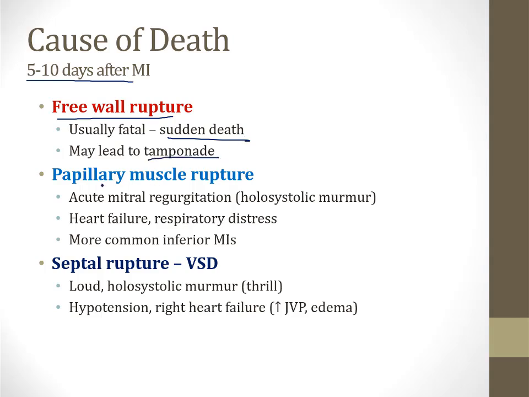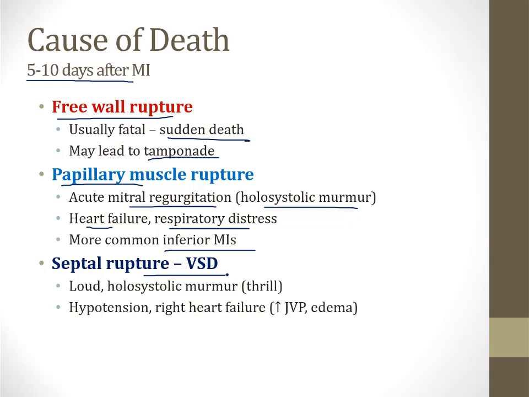Second mechanical complication is rupture of a papillary muscle. This will lead to acute mitral regurgitation, which if you've watched the video on murmurs, you should know causes a holosystolic murmur. Patients who have acute mitral regurgitation can develop heart failure and respiratory distress. And in the cardiac anatomy video, I talk about how papillary muscle rupture is much more common in inferior wall myocardial infarctions. That's because the posteromedial papillary muscle has a single blood supply, usually from the right coronary artery. So when this artery is infarcted, that can lead to ischemia and necrosis of the posteromedial papillary muscle, and that can lead to rupture.